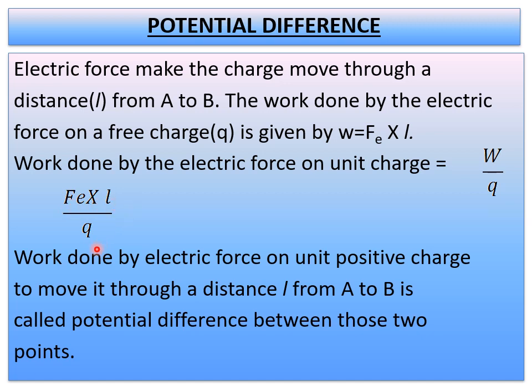Okay, now we proceed. The work done by the electric force on a unit positive charge to move it through a distance L from A to B is called the potential difference between those 2 points. Here those 2 points are nothing but between the two terminals of a conductor. Here whatever we are discussing we named as A and B. It can be between any 2 points along the length of a conductor. I hope you have understood up to here.